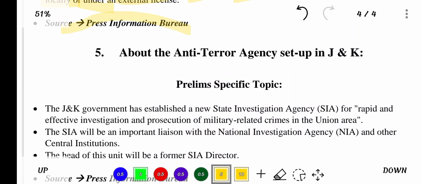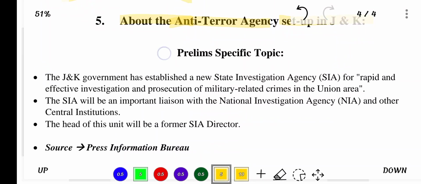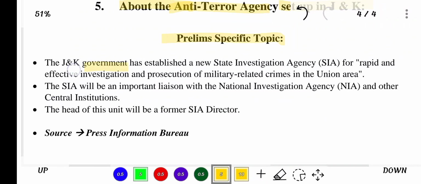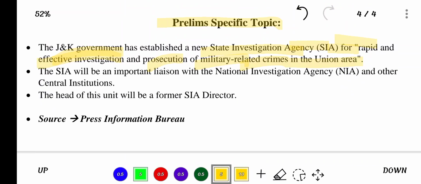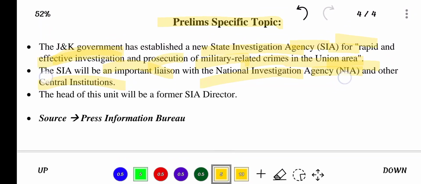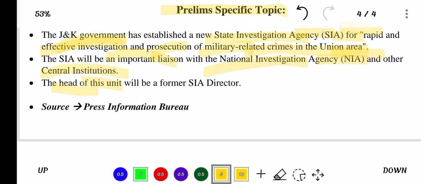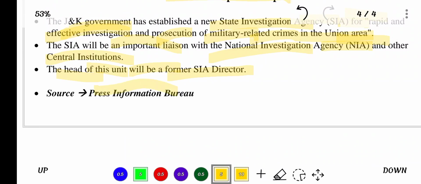The next topic in news is about the anti-terror agency set up in J&K. So it is a prelim specific topic. The J&K government has established a new State Investigation Agency, SIA, for rapid and effective investigation and prosecution of terror related crimes in the Union Territory. The SIA will be an important liaison with the National Investigation Agency, NIA, and other central institutions. The head of this unit will be a former SIA director. Source of this news is Press Information Bureau.